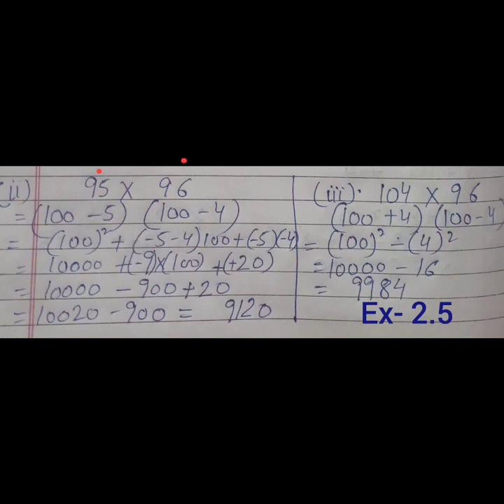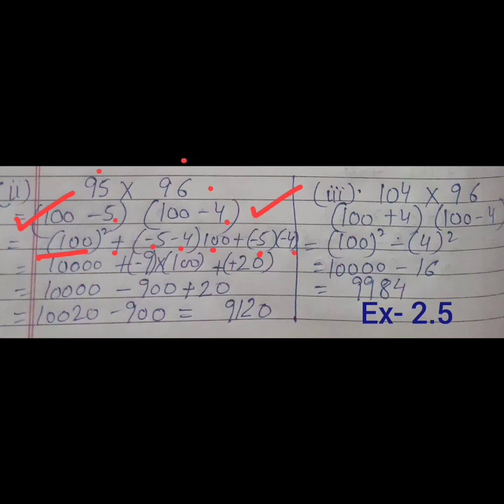So 95 we have written as 100 minus 5, and 96 we have written as 100 minus 4. Again the identity we have applied is x square plus (a plus b)x plus ab. So 100 square plus, here both a and b are negative, so we have written minus 5 minus 4 into x, and x is 100, so we wrote into 100, plus we multiplied a and b.